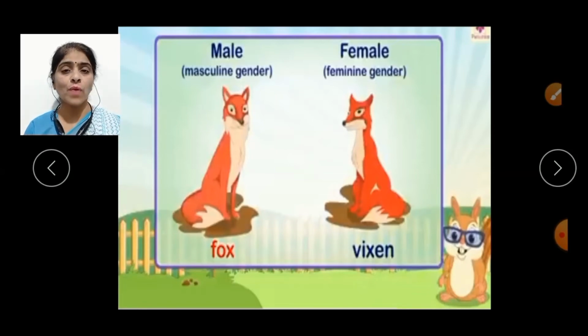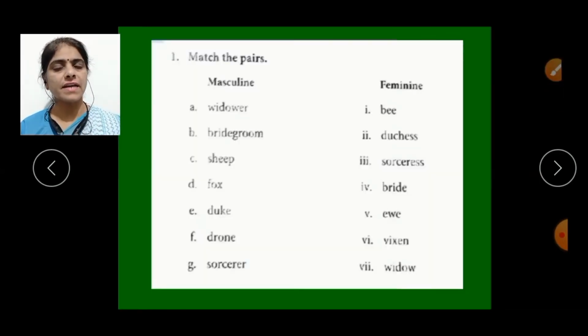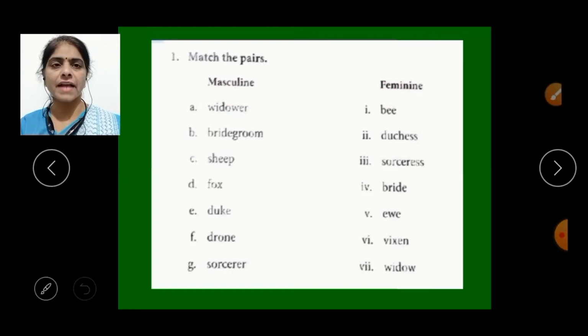Now it's time to have the exercise of a grammar book which is related to masculine and feminine gender. Here is the first exercise of worksheet number 4 which is given on the page number 14. In this exercise we have to match the pairs. One side we are having masculine gender and other side we are having feminine gender. So we need to match them to make pairs. Now let's start the exercise.